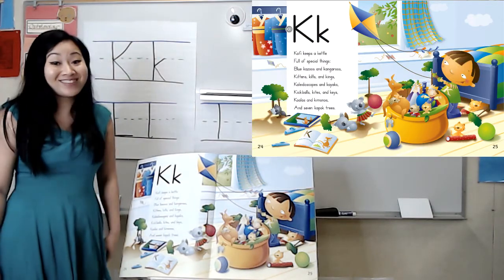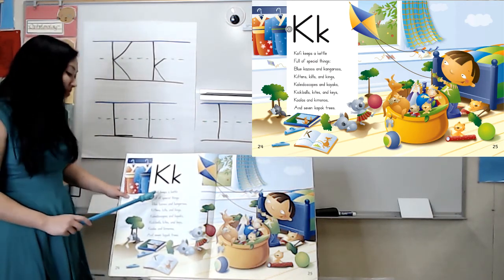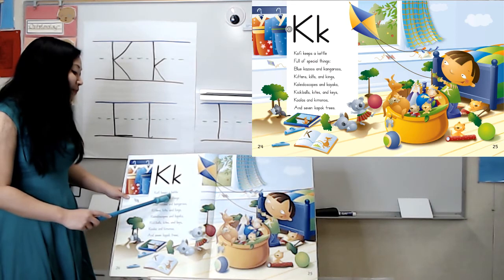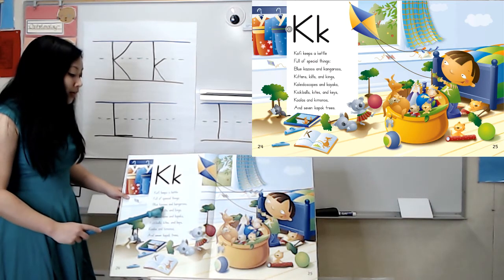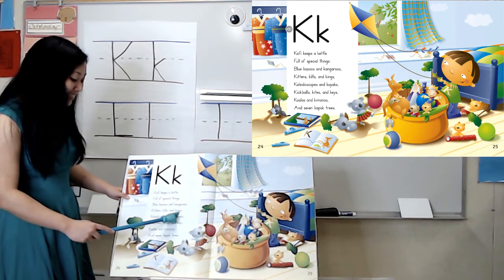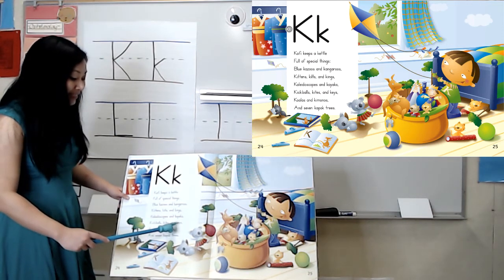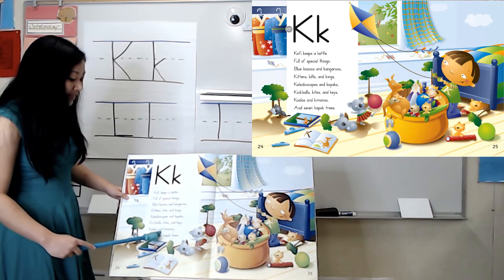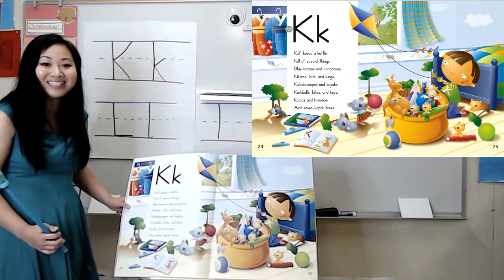You guys made some great observations. Let's read. Kathy keeps a kettle full of special things. Blue kazoos and kangaroos, kittens, kilts, and kings. Kaleidoscopes and kayaks, kickballs, kites, and keys. Koalas and kimonos, and 7 kapok trees.